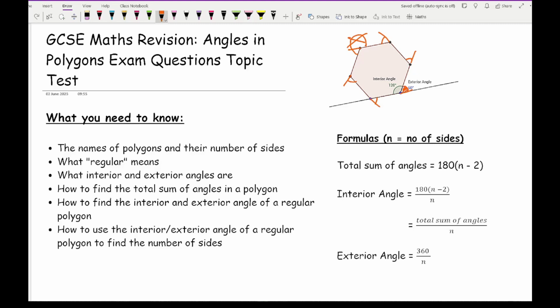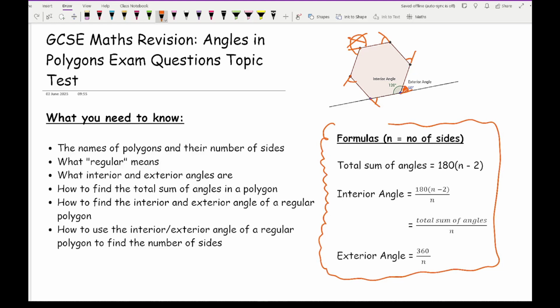The next thing you then need to know is how to find the total sum of angles in a polygon. All the formulas that you need to know, which are not given in the exam, are here. Now you can learn these formulas like a spelling test, or you can really understand the formula, and then hopefully once that's sunk in, you can work out the interior angle, the exterior angle, or the total sum of angles without having to use a formula. You just know how to do it.